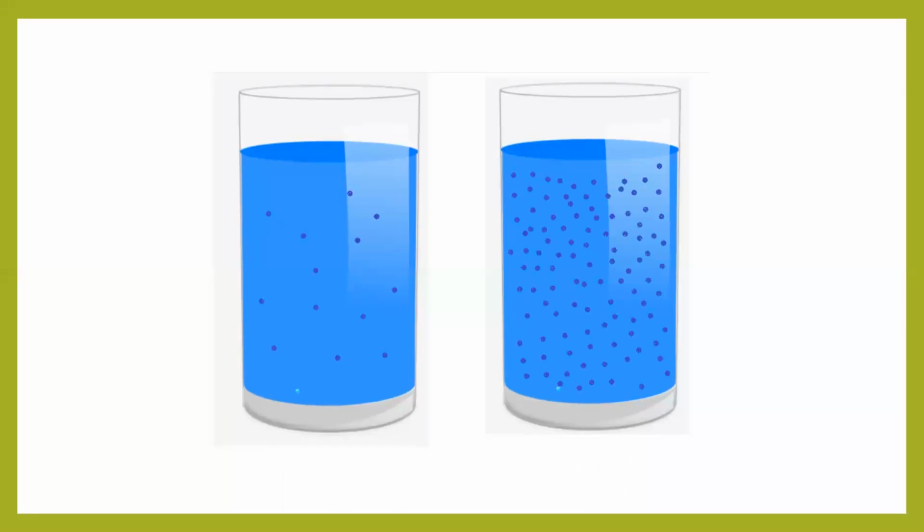Now let's start imagining how the solute or sugar particles will look. So glass A, which has only 2 spoons of sugar dissolved, will have few sugar molecules, and glass B, in which I have dissolved 10 spoons of sugar, will have more sugar molecules. I hope you are able to see how the molecules are nicely distributed. Okay, you are also able to see concentration.